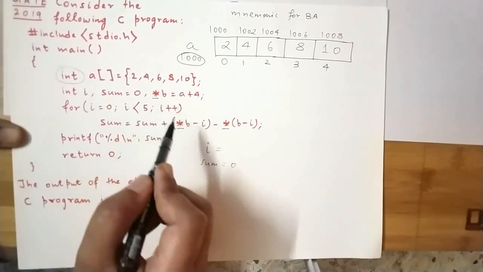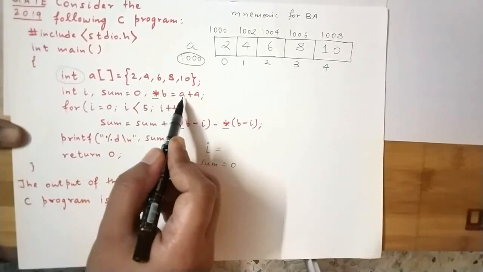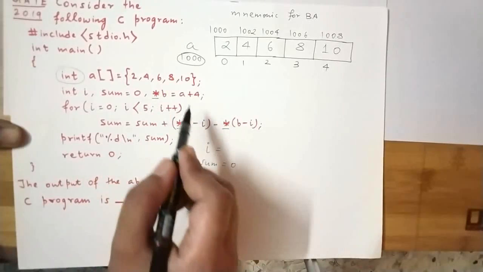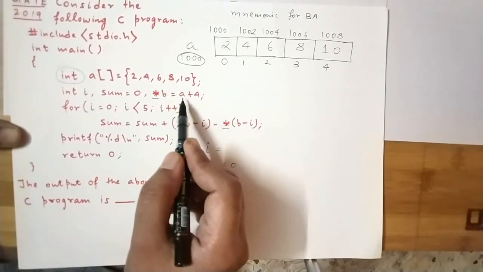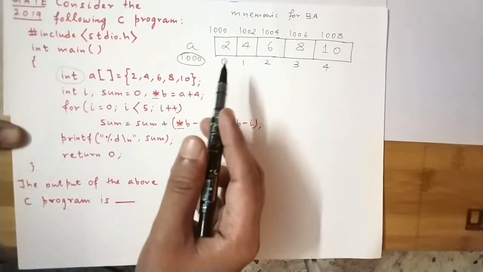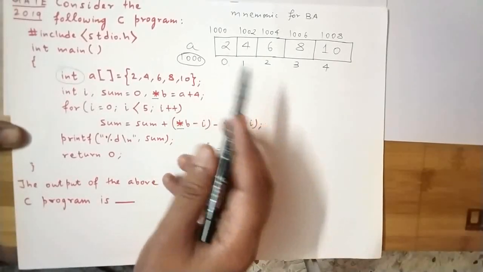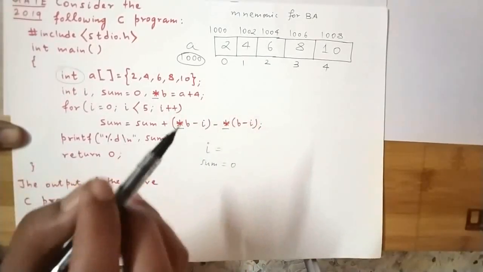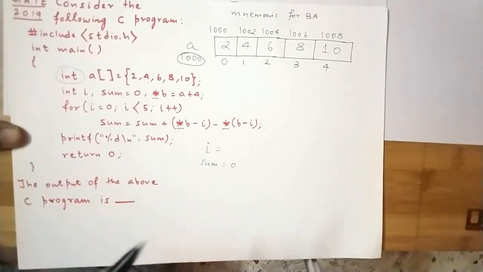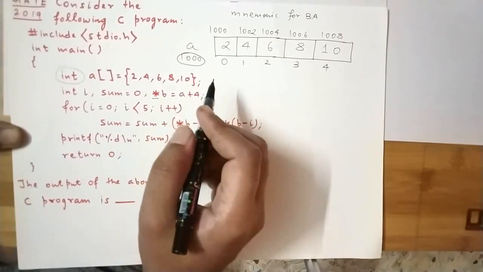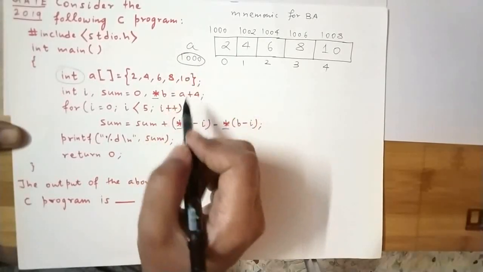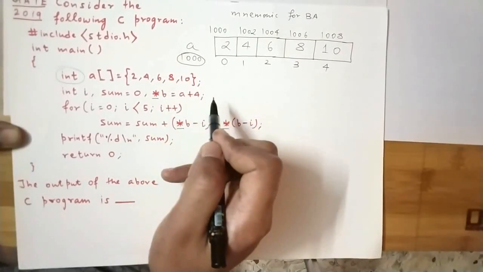Coming back to this variable b, it has been initialized with a value of a plus 4. This value of a plus 4 can be misleading. Why? Because, mind you, what did I assume? I assumed the size of int to be 2 bytes. So when I say a plus 4, I do not mean that you take the value of a, which in this case is 1000, and add 4 to it directly. No, that is not how it works.